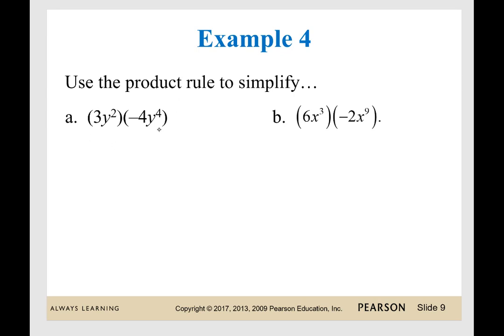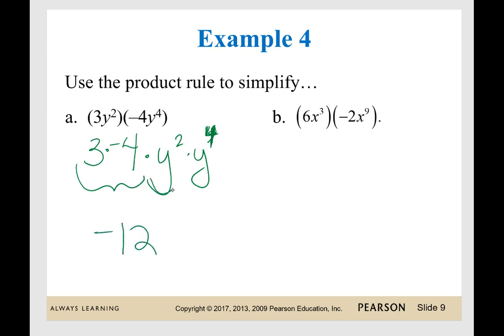Anytime you have this situation where it's just one big multiplication problem, multiply your coefficients first and then multiply all the variable stuff. Oops, that should be a 4. Sorry about that. If you multiply your coefficients, you get -12. And if you multiply your variables, remember, you're going to keep the base and add the exponents. So 2 plus 4 is 6. There is my answer: -12, y to the 6th.